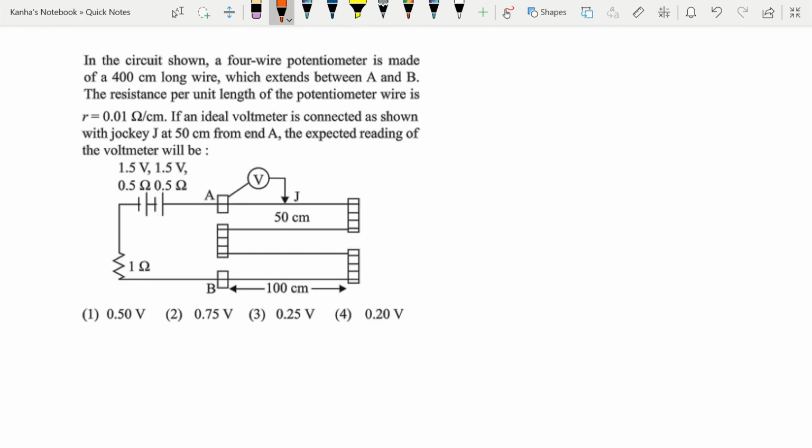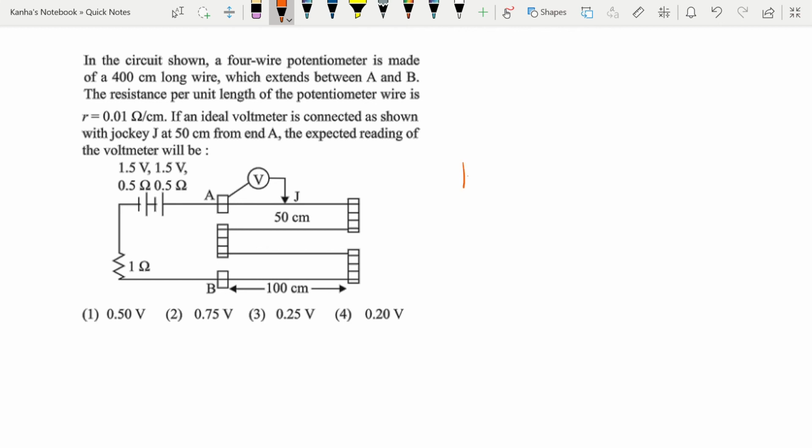In the circuit shown, a 4-wire potentiometer is made of a 400 centimeter long wire which extends between the points A and B. The resistance per unit length of the potentiometer wire is R is equal to 0.01 ohm per centimeter. If an ideal voltmeter is connected as shown with the jockey J at 50 centimeter from end A, the expected reading of the voltmeter will be what? Which of these?